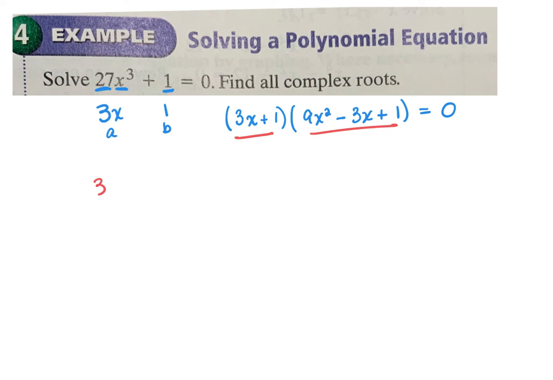So I'm going to say, well, 3x plus 1 equals 0. 9x squared minus 3x plus 1 equals 0. And then I'm just going to solve however I would solve. 3x plus 1, I just solve for x. Subtract 1, divide by 3. So this is going to give me a negative 1/3, okay? The other guy is never factorable. So we're going to have to use the quadratic formula there, all right?